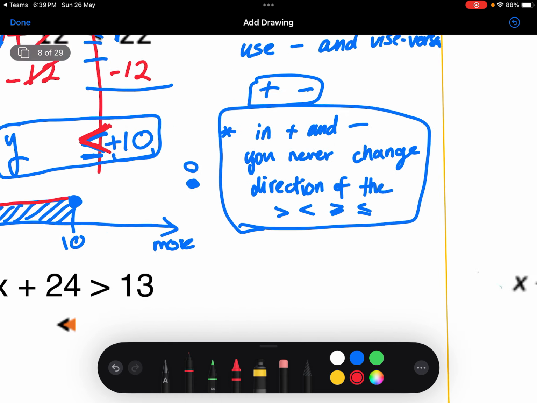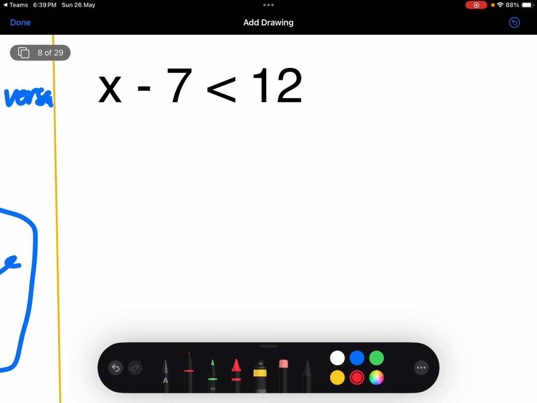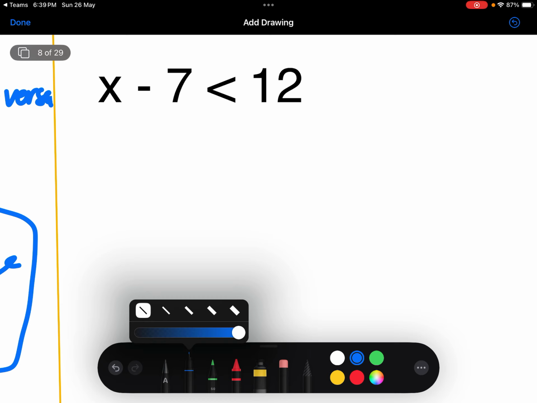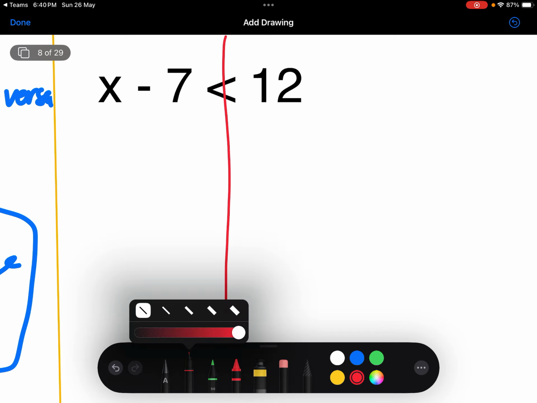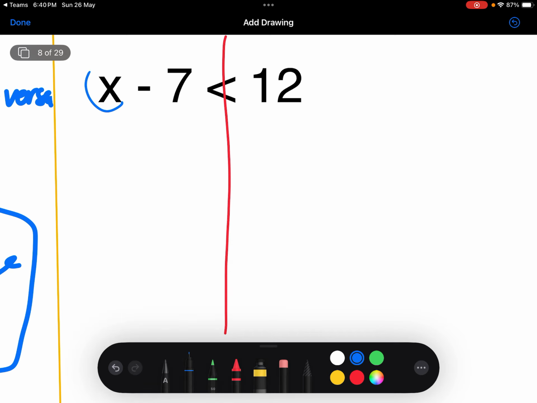Okay, let's take another example, but now let's take a subtraction example, okay? So again, to solve the inequality, we have to use only inverse operation. First of all, I'm just gonna draw my line to separate two sides of the inequality. Then, since I want to isolate the x, I have to cancel the negative 7. So to cancel the negative 7, I have to use the opposite of subtraction, which is addition of 7 on both sides.